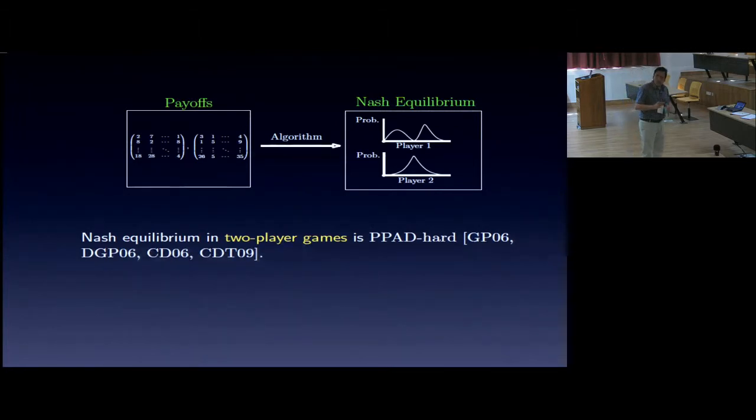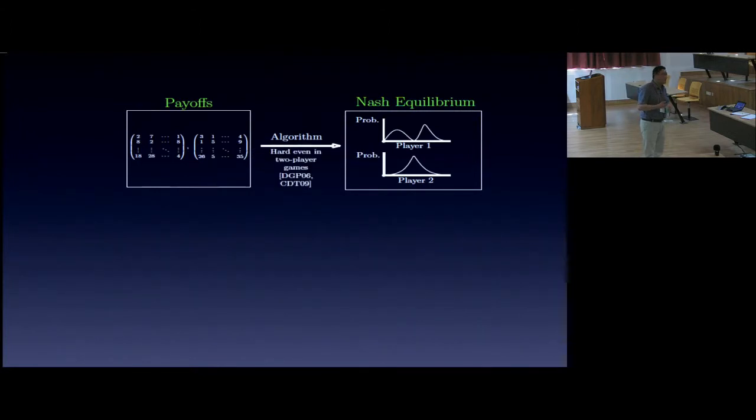With this hardness result in mind, a natural way to proceed for a computer scientist is to consider, instead of exact Nash equilibria, approximate Nash equilibria. That is, these are distributions where no player has more than, say, an epsilon incentive to unilaterally deviate. So they're approximately stable in that sense. Again, I'll give you formal definitions in a few slides. But now the question is, okay, can we find approximate Nash equilibria efficiently?